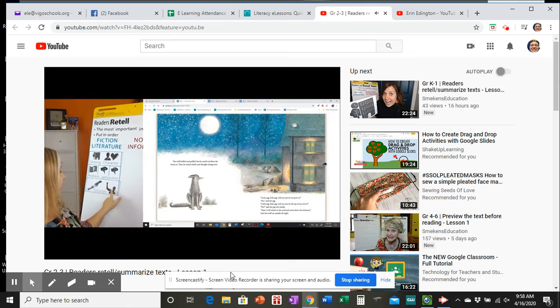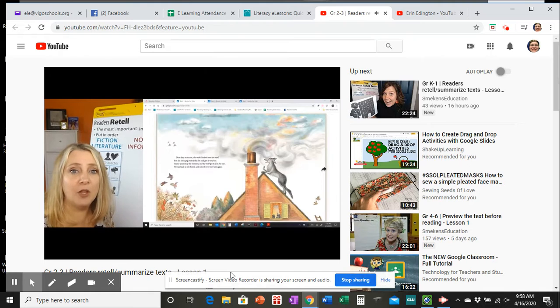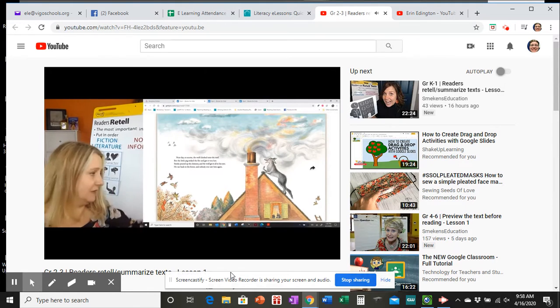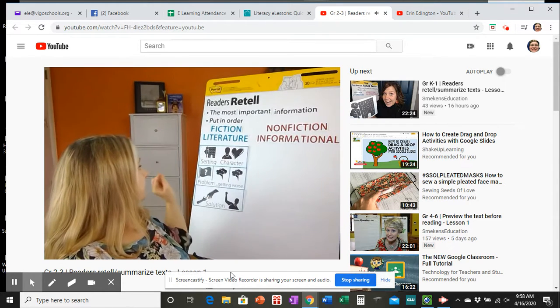Okay. But then what was the solution? Yeah, the bricks were so strong that the wolf couldn't get in the house. And in this story, he ran back to the forest and nobody ever saw him again. He just gave up. Okay? So let's see if we can put that together in a retelling.